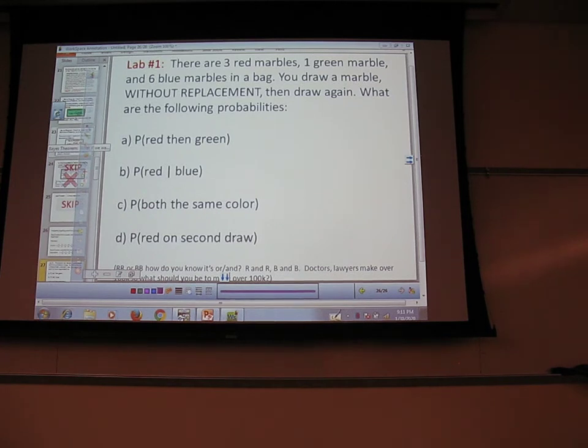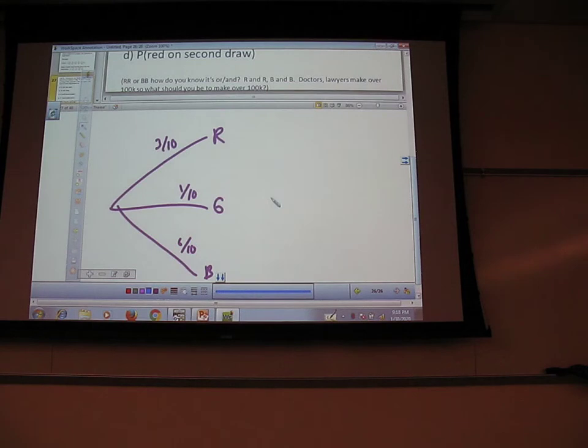Probability of drawing a red marble, then a green marble, because you're drawing 2 marbles. If I drew a red marble, what can I draw next? How many marbles do I have left? 9. What can I possibly draw? Red, white, or green. So in this case, red, blue, or green.